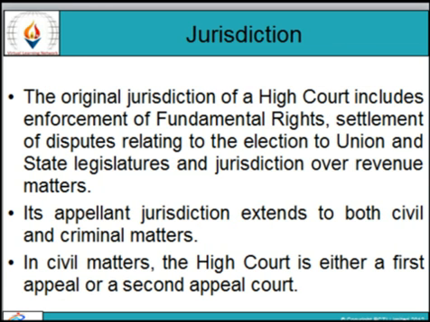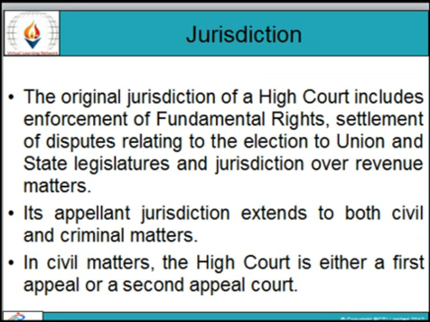Next is jurisdiction. The original jurisdiction of the High Court includes enforcement of fundamental rights, settlement of disputes relating to the election of union and state legislatures, and jurisdiction over revenue matters.